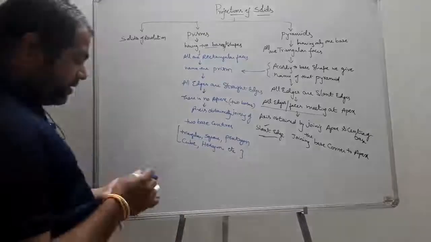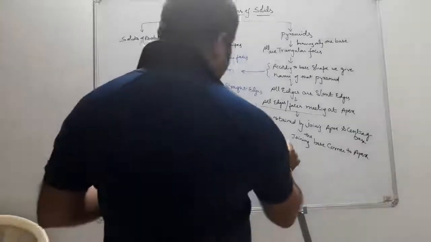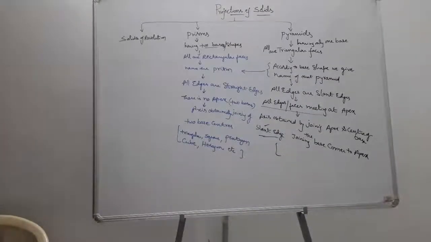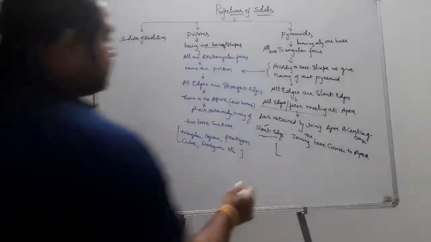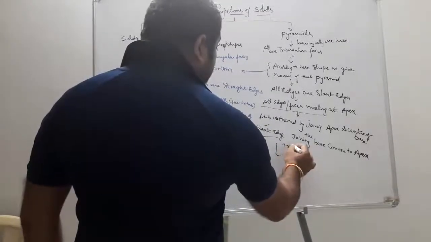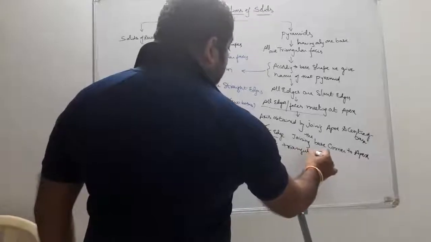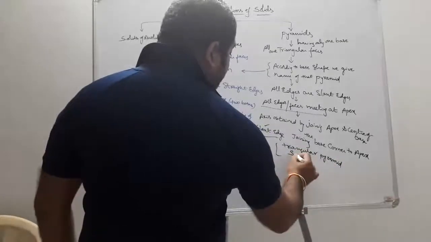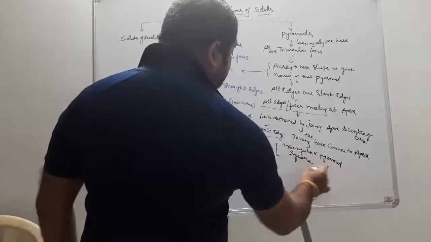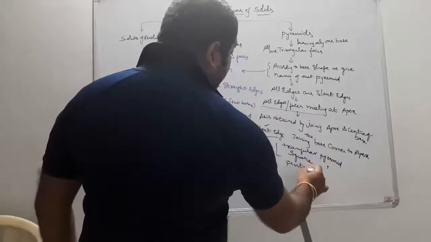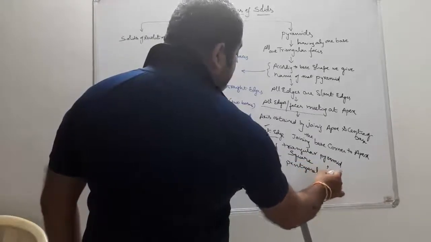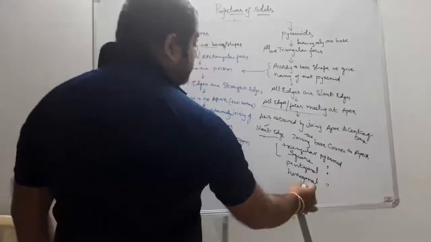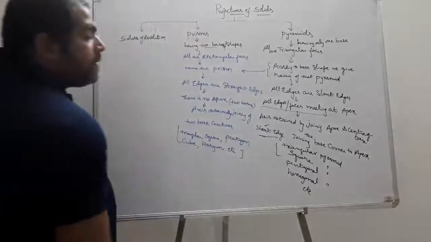Similarly, the pyramid can also have the same shapes as the prisms: triangular pyramid, square pyramid, pentagonal pyramid, hexagonal pyramid, etc.